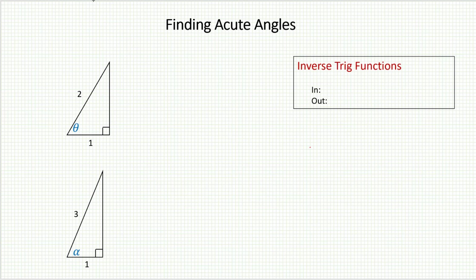Finding acute angles. So let's say we have a right triangle and we know the measurements of a couple of the sides, and we're trying to figure out the measurement of an angle. How could we do that?